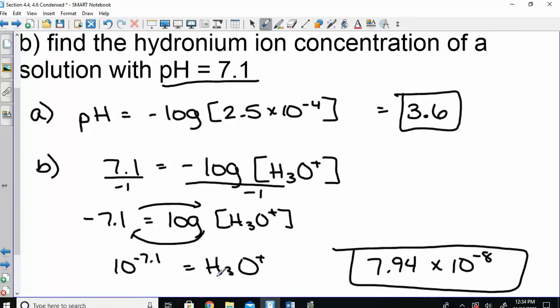So that's a couple of examples with pH, just solving those log equations. Either you just get to plug it in and put it in your calculator, or you have to manipulate the equation first. Are there questions on either of those?